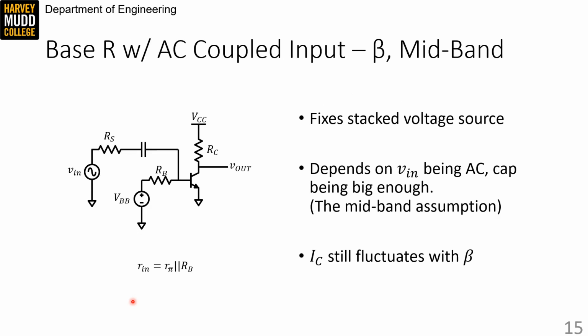We can fix our stacked voltage source problem by using AC coupling to connect a signal to the base, at AC but not at DC. Which is great. That problem was annoying. However, we're still relying on a series base resistor here to set our bias point, and so we're still haunted by the risk of IC changing as beta moves around.